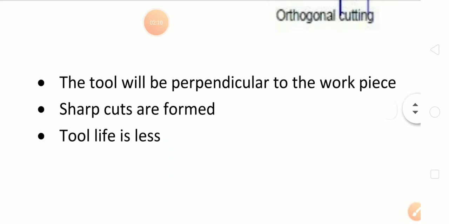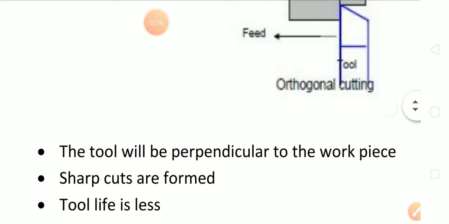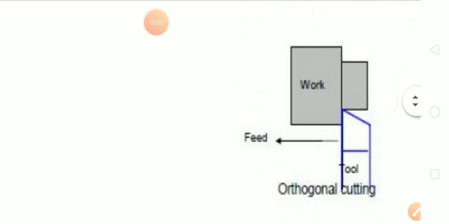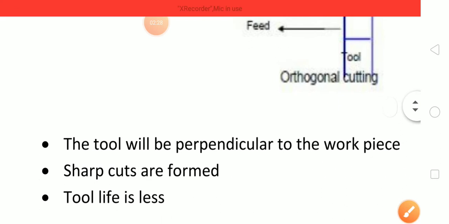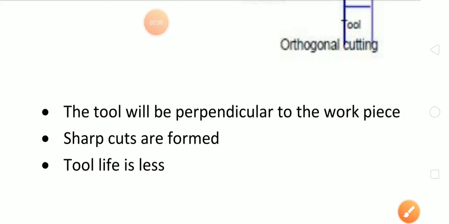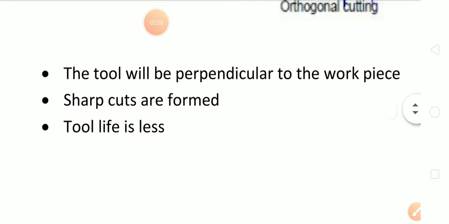The tool will be perpendicular to the workpiece, and this results in the formation of sharp cuts. You can see sharp cuts are formed, that is, the corners are all sharp. You can see the very sharp edges formed here. So that is another important point discussed under orthogonal cutting. Then the third one is that tool life is less.